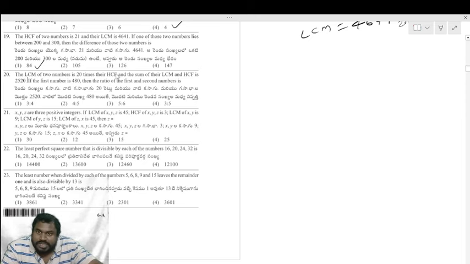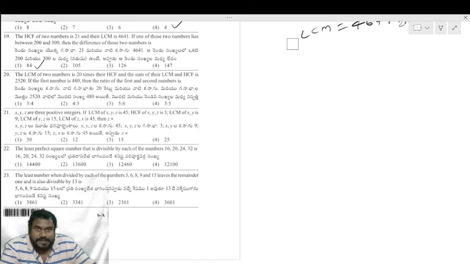The LCM of two numbers is 20 times their HCF. So if HCF is x, then 20x is the LCM. That's what he's telling. And the sum of their LCM and HCF is 2520. So LCM plus HCF equals 2520. The first number is 480, then the ratio of the first and second number is asked.